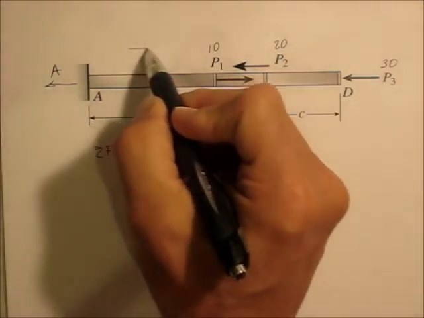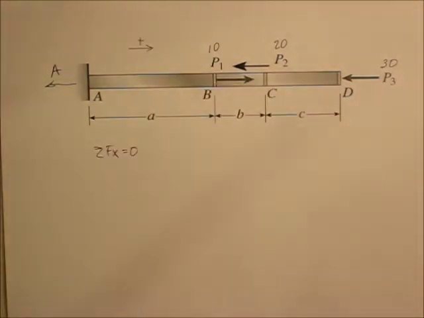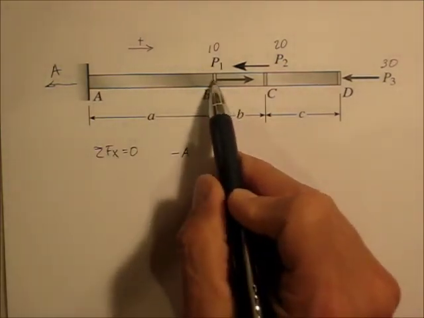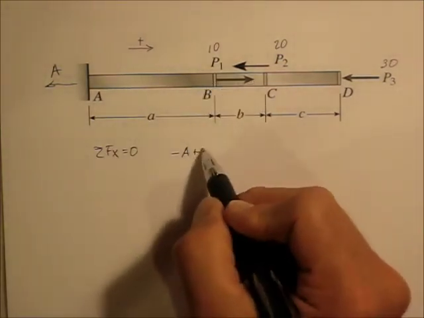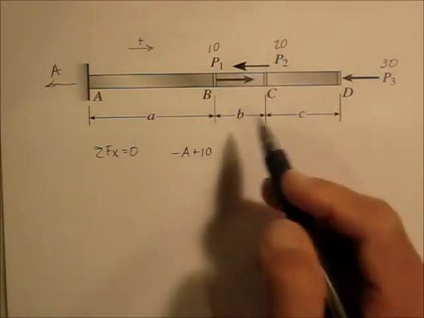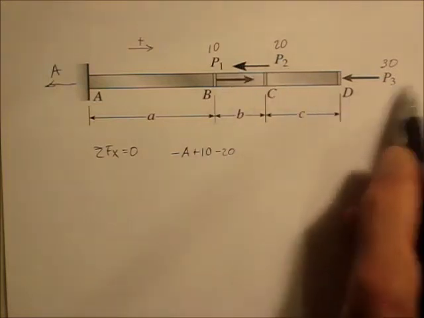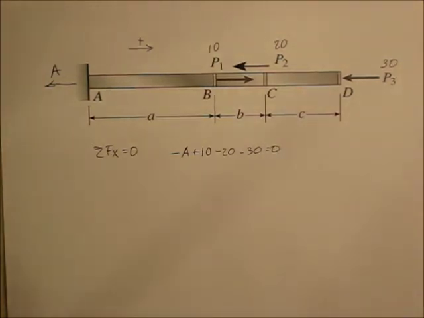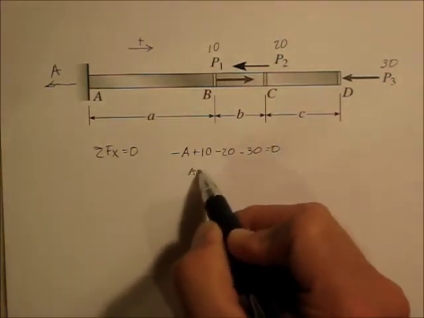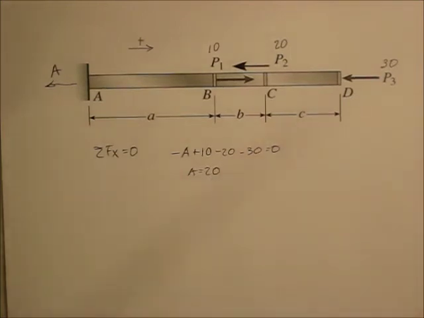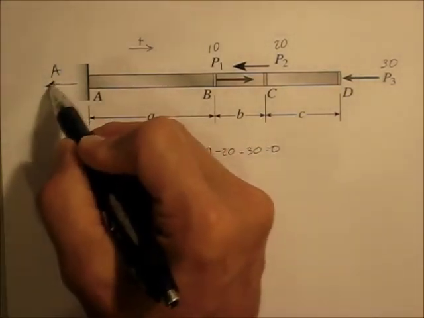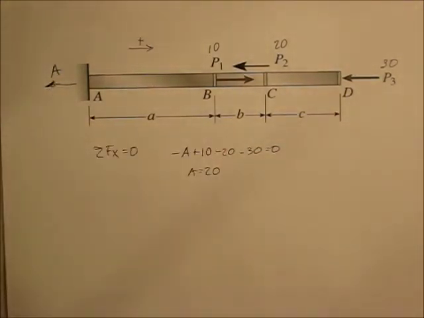So let's call that my positive direction, easily. So I'm going to say that minus A, P is going that way, so plus 10. P2 is going that way, so minus 20. Minus 30 has to be equal to 0. Do that, and I find that A is equal to 20. And it's a positive number, which means I drew my arrow correctly. So let's just leave it like that.